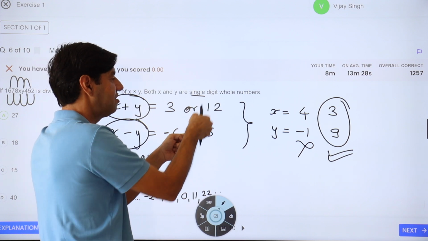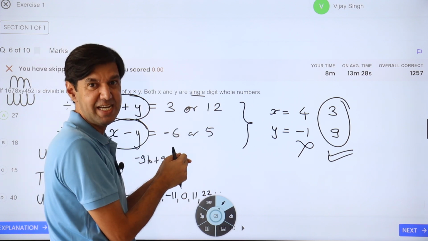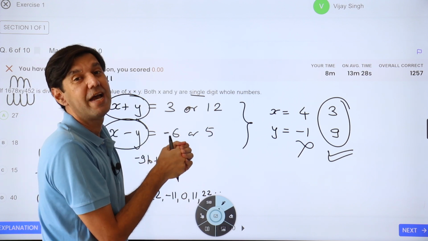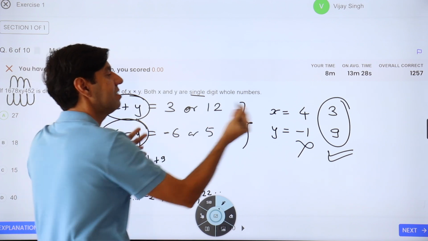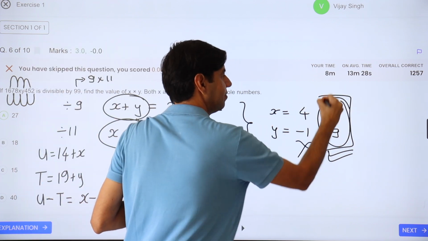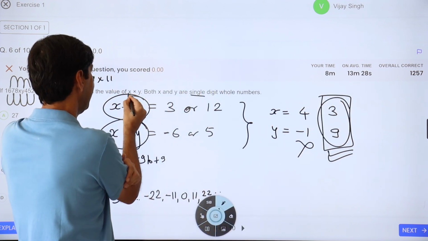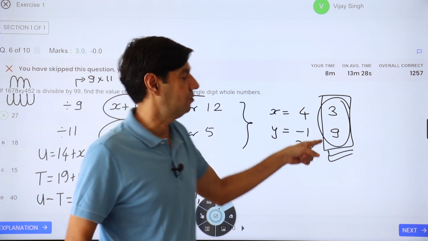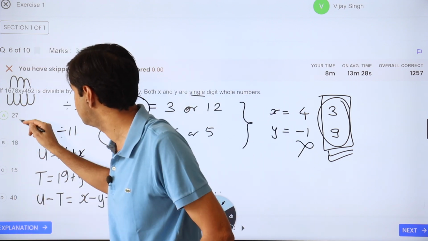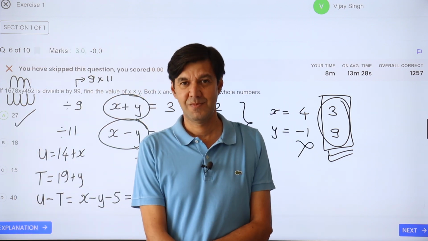If you add these two, 12 and 5, 17. 17 by 2 is a decimal value. So this is the only possibility. 3 and 9. So we want the value of x into y. 9 3s are 27, should be our answer here.